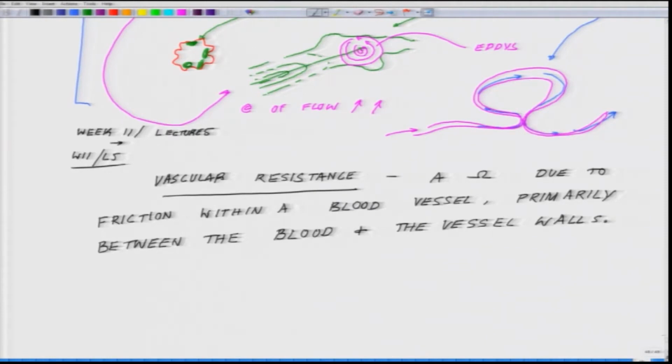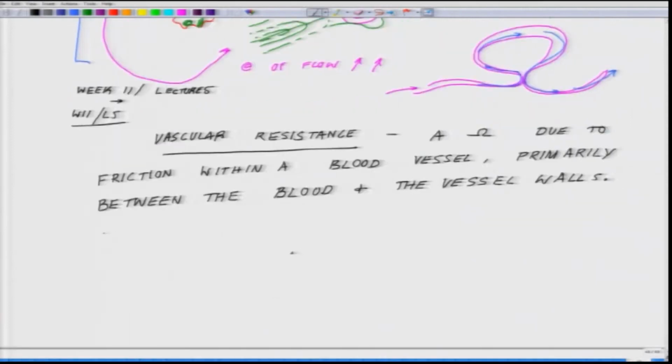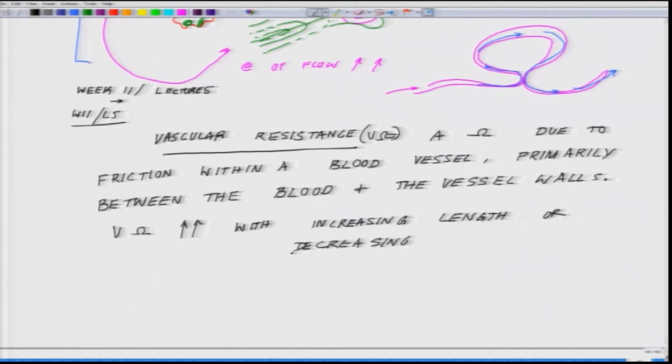Vascular resistance increases with increasing length or decreasing diameter of the vessel. Okay.